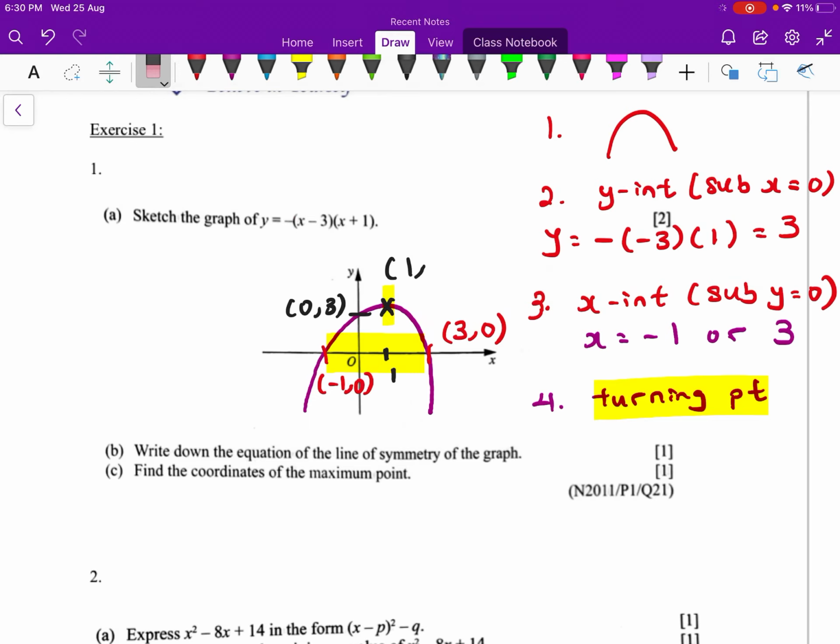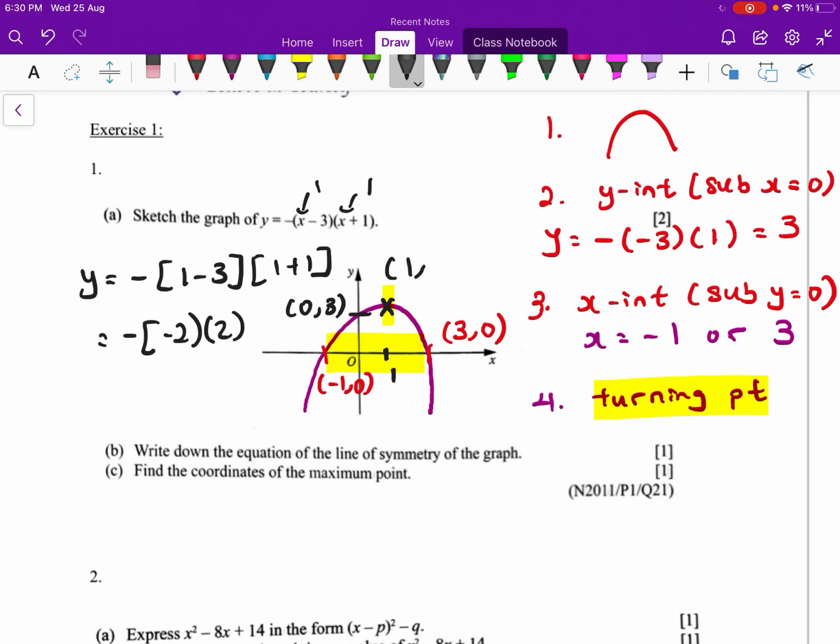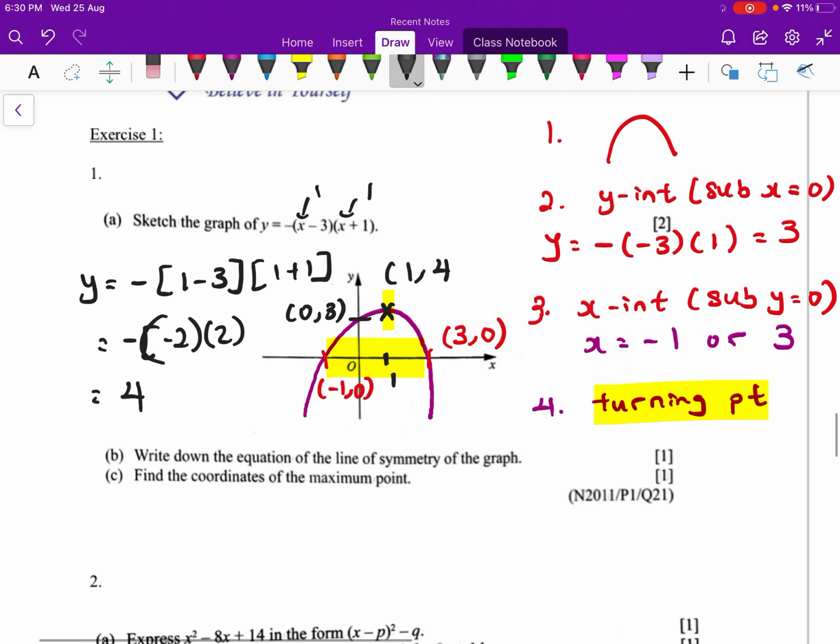But of course I need to find my y coordinate, right? So this is where you have to substitute already. You look back at this equation, you substitute 1 here, 1 here. So your y is equal to negative, 1 minus 3, here is 1 plus 1. So it's negative 2, then here is 2. If you calculate correctly, you should get positive 4. So this is the y coordinate of your turning point. So it's a maximum point, right? So yeah, everything is done.